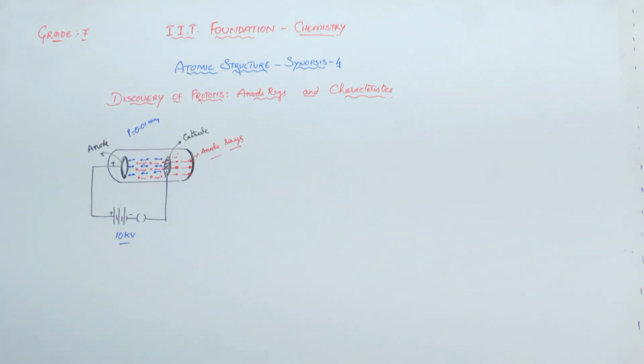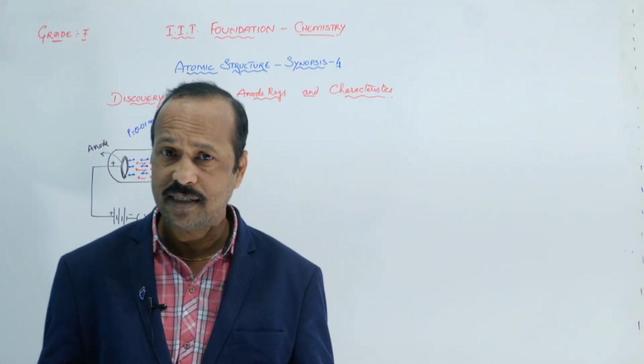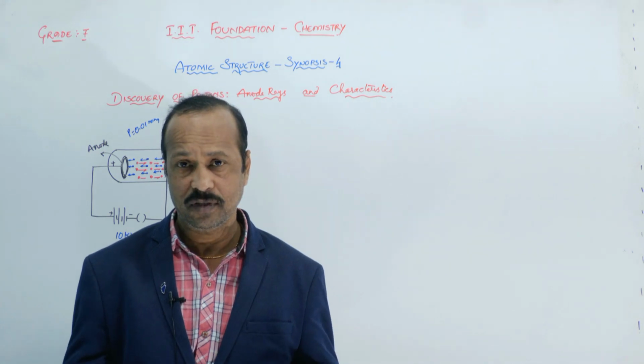Now let's see the characteristics of the cathode rays. The characteristics of cathode rays are exactly similar to those of electrons.